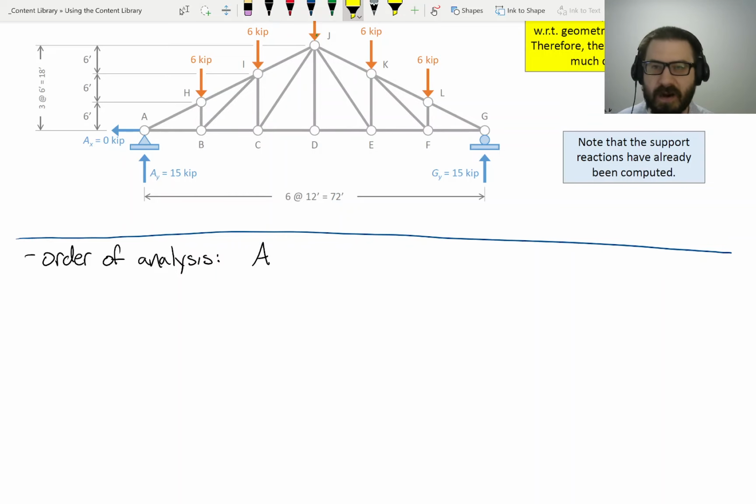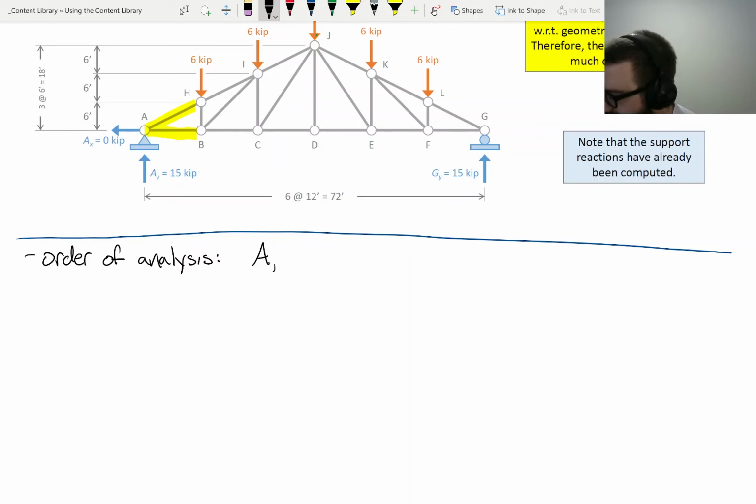And I think that's a pretty fair place to start, because if I use my highlighter here, joint A only has two members framing into it. So once I solve joint A, those are going to be the members that I have solved for at the end of the day. Well, then my question after that is, which joint should I do after joint A? Should I solve joint B? I would say the answer to that is no. Because if I've solved joint A, and I go to joint B, I'm going to have 1, 2, 3 unknowns, right? So this is an unknown, that's an unknown, that's an unknown, framing into joint B. So solving joint B next wouldn't help me out, okay?